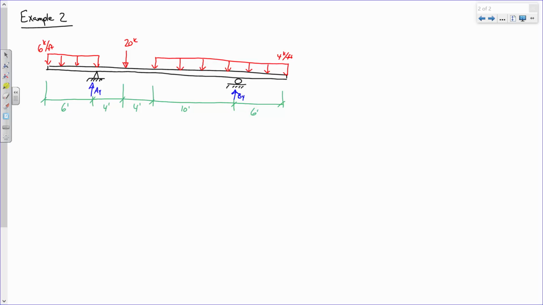For example, that distributed load on the left, we have 6 kips per foot acting over a distance of 6 feet, right? So I can idealize that as a single concentrated load of what?